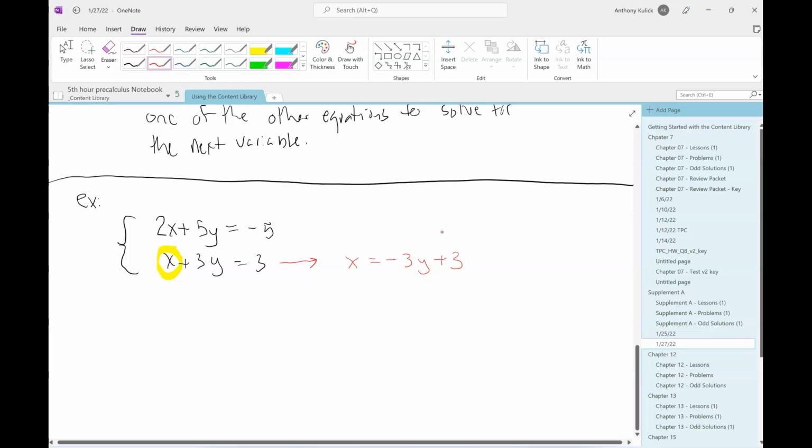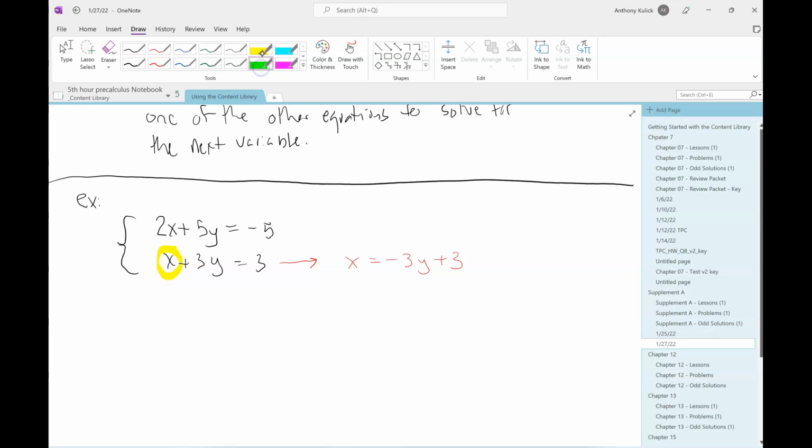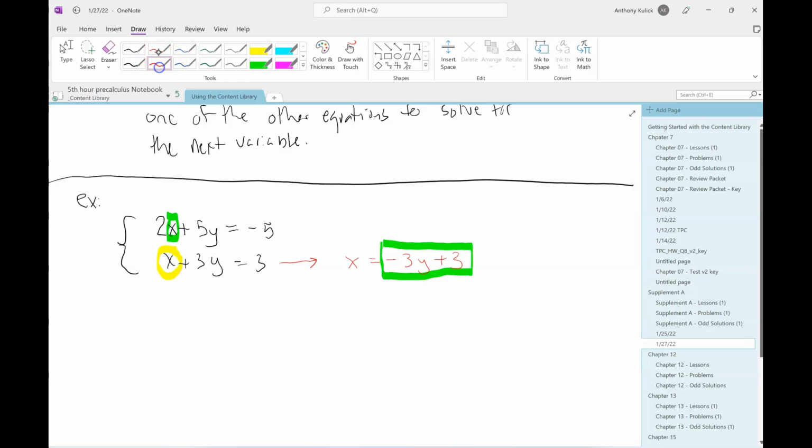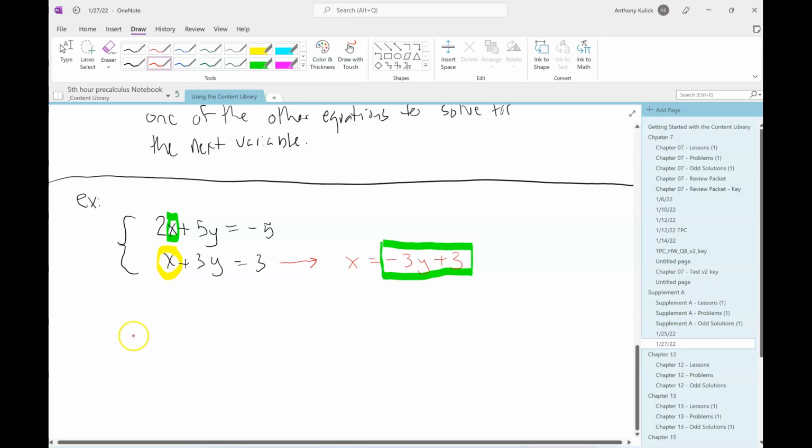So to get the x by itself, all I do is subtract 3y from both sides. Now I know that x is equal to negative 3y plus 3. So I'm going to substitute into the first equation now. In place of x, I'm going to write negative 3y plus 3. So I'm going to start by just recopying the entire first equation, but in place of where the x is, I'm just going to write negative 3y plus 3.